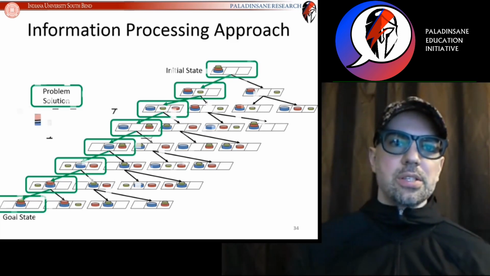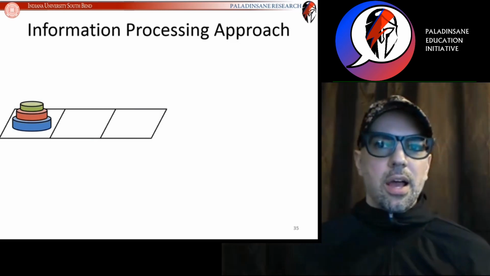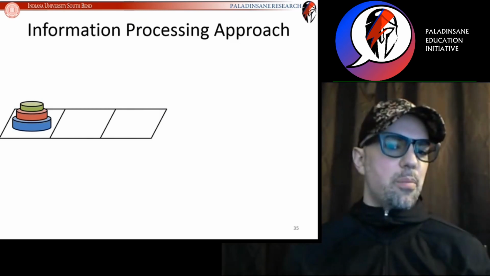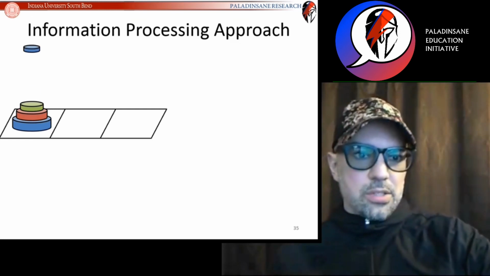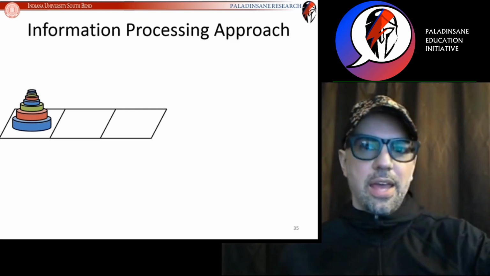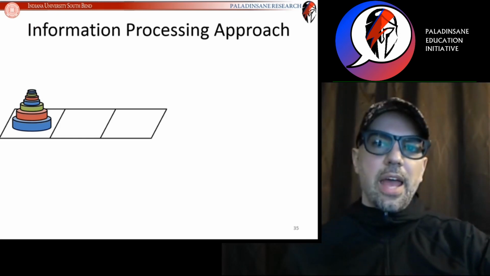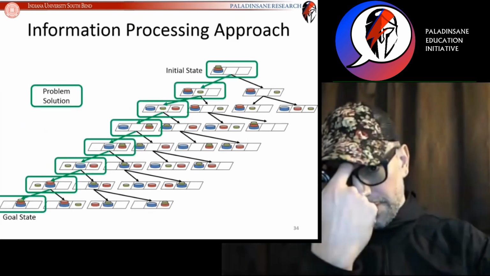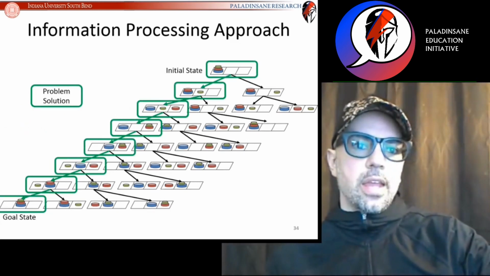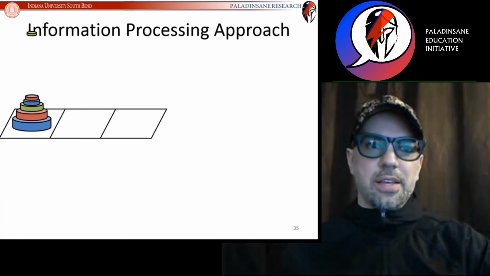So that was the 3-disc version of the Tower of Hanoi. Tower of Hanoi problems can go anywhere up to as many discs as you want. So a 7-disc version is oftentimes a very popular, challenging one. And if you were to map out the problem space for the 7-disc version, it would basically look like this.